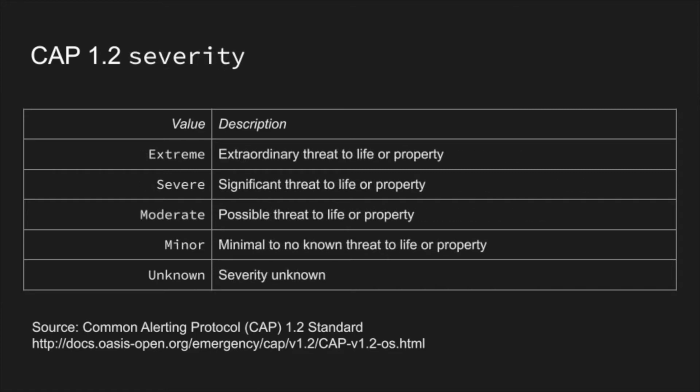Severity also has 5 possible values in CAP version 1.2, indicating threat to life or property. These are extreme, meaning extraordinary; severe, meaning significant; moderate, meaning possible; minor, meaning minimal to no known threat; and unknown, meaning the originator does not know.